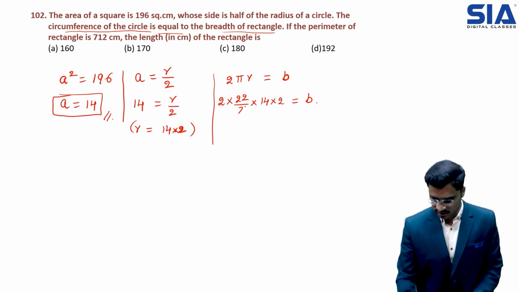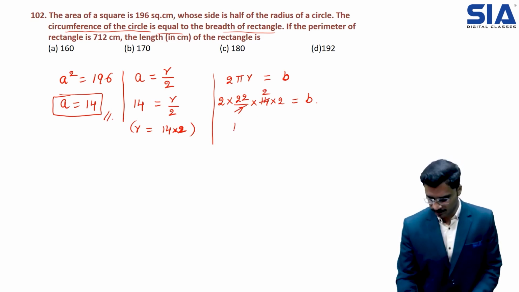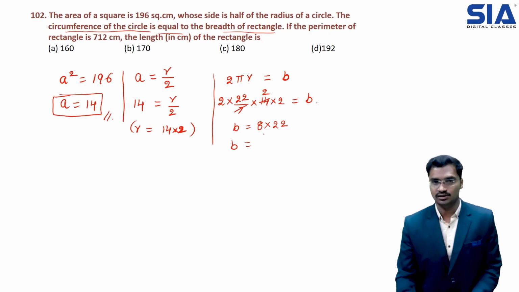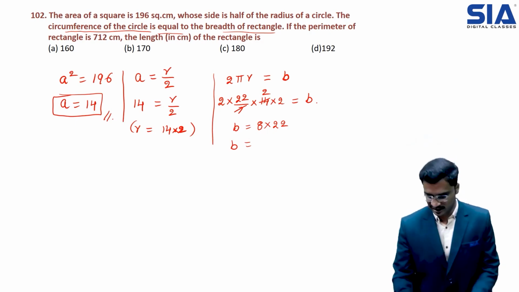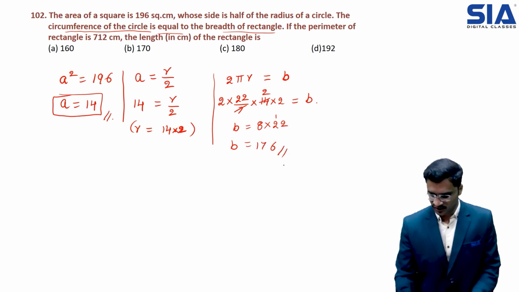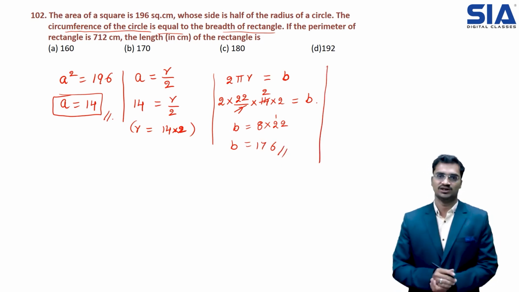So let us solve this. 7 1s, 7 2s. 2 4s are 8. So the value of breadth is 8 into 22. So the breadth of that rectangle is what? 8 2s are 16, 17, 176. So the breadth of that rectangle is 176.